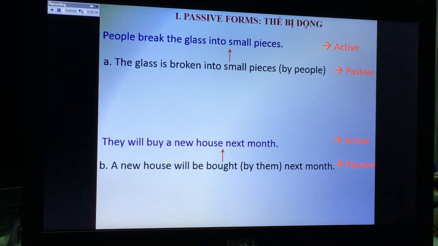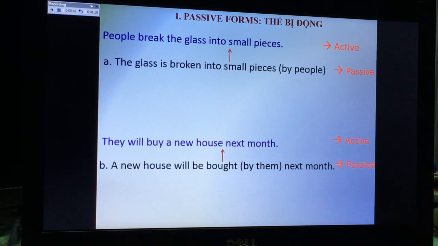Sentence A. The glass is broken into small pieces by people. This sentence is in passive form. And sentence B, a new house will be bought by them next month. Yes, the two sentences here are from the active sentence. Sentence A, the active sentence is people break the glass into small pieces. And sentence B, the active sentence is they will buy a new house next month.